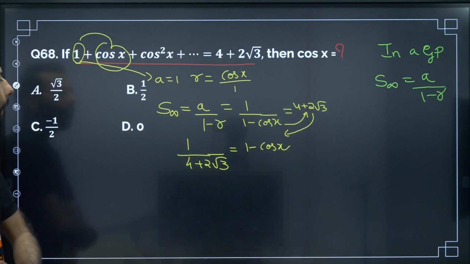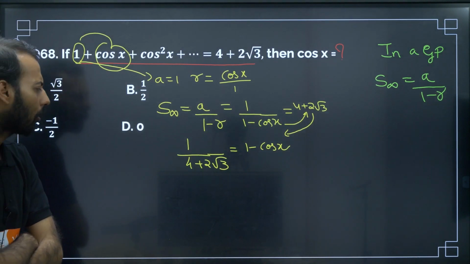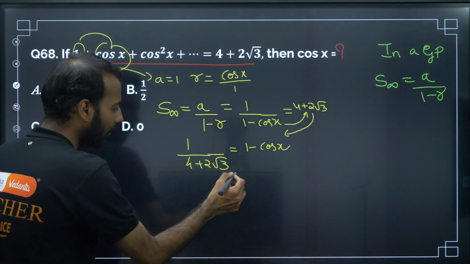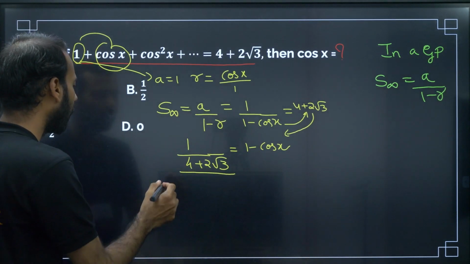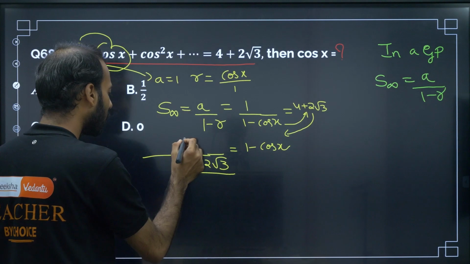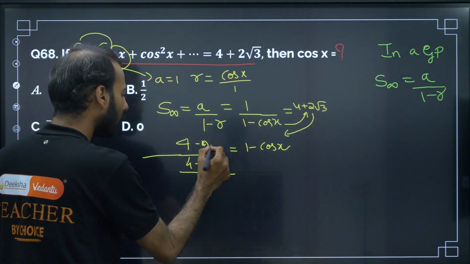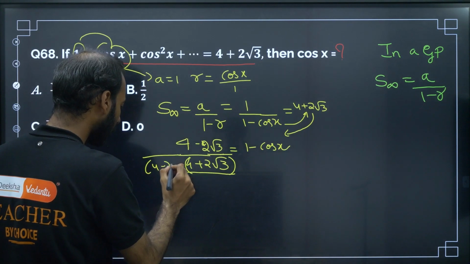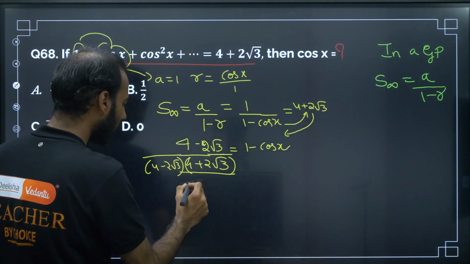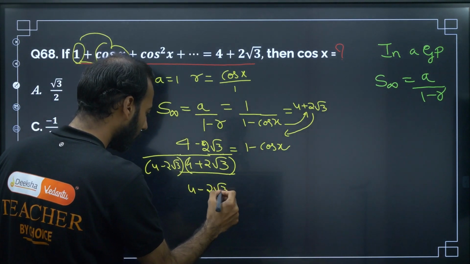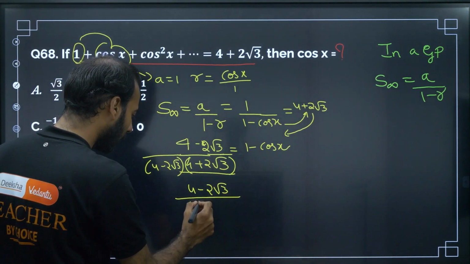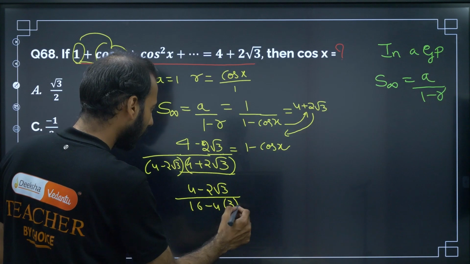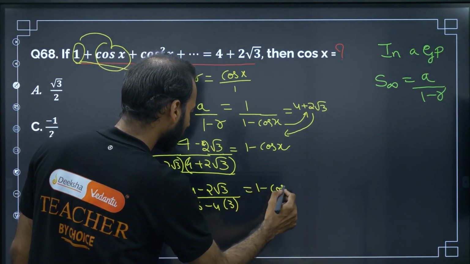Now what to do? 1 minus 1 by 4 plus 2 root 3. Whenever this root is there, generally we prefer to multiply and divide with its conjugate, 4 minus 2 root 3. So the denominator becomes 16 minus 4 into 3, and this is equal to 1 minus cos x.